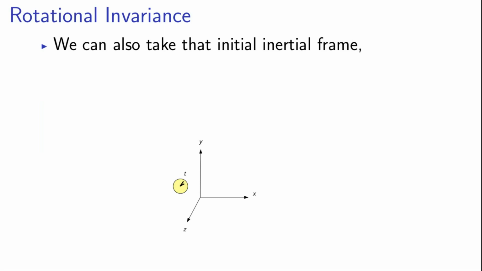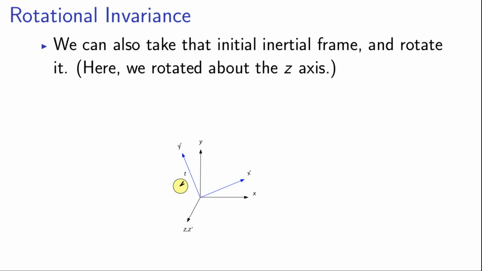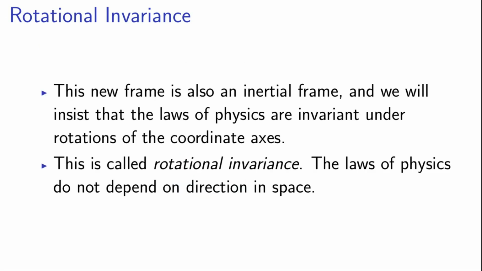We can also take that initial inertial frame and rotate it. Here, we rotate it about the z-axis. This new frame is also an inertial frame, and we will insist that the laws of physics are invariant under rotations of the coordinate axes. This is called rotational invariance. The laws of physics do not depend on direction in space.